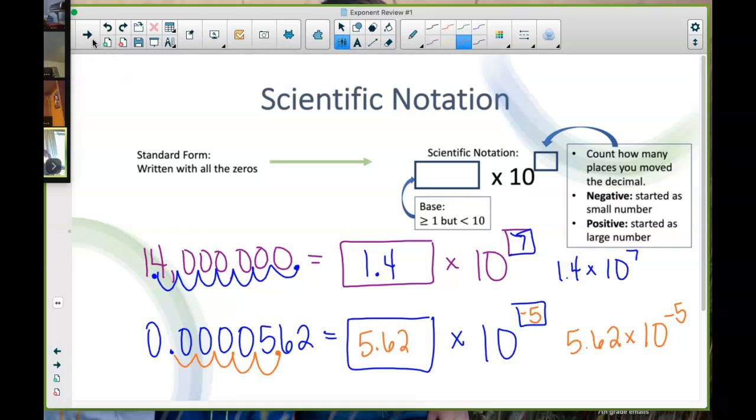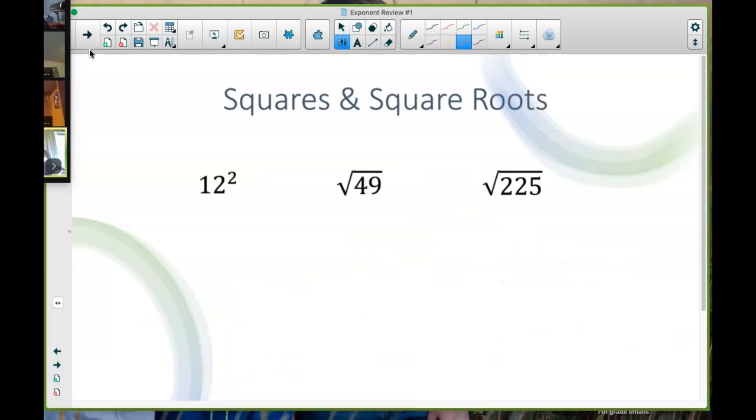And then the last thing we covered was squares and square roots. You can use your calculator for these things. Remember 12 squared, that just means do 12 times 12. So it's 144.